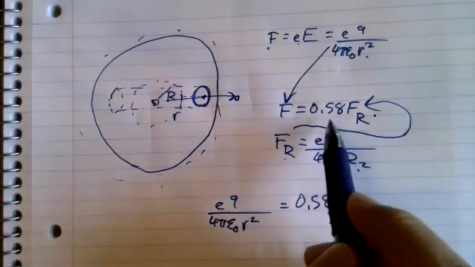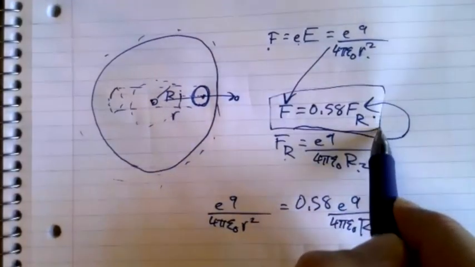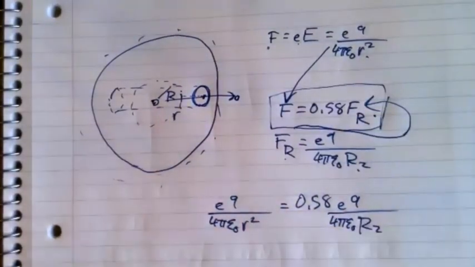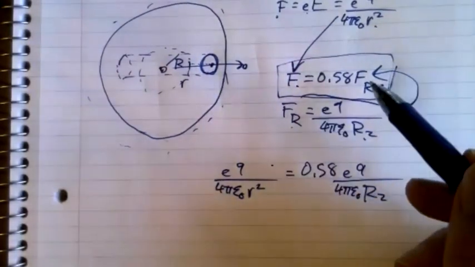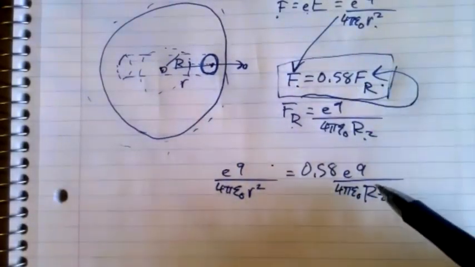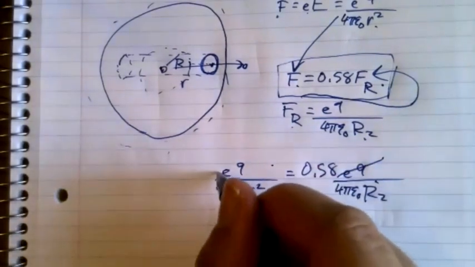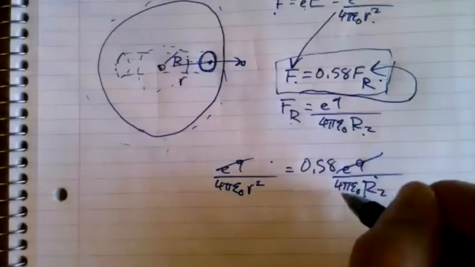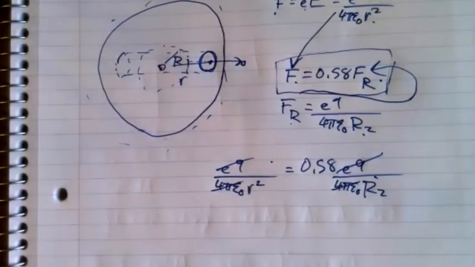We are going to need to solve this expression right here for when we are outside of the ball, right? So I substitute in for F right here. I substitute in for FR down here. And now I'm going to have a whole bunch of stuff that cancels. E times Q is going to cancel. My 4 pi epsilon naught is going to cancel on both sides.